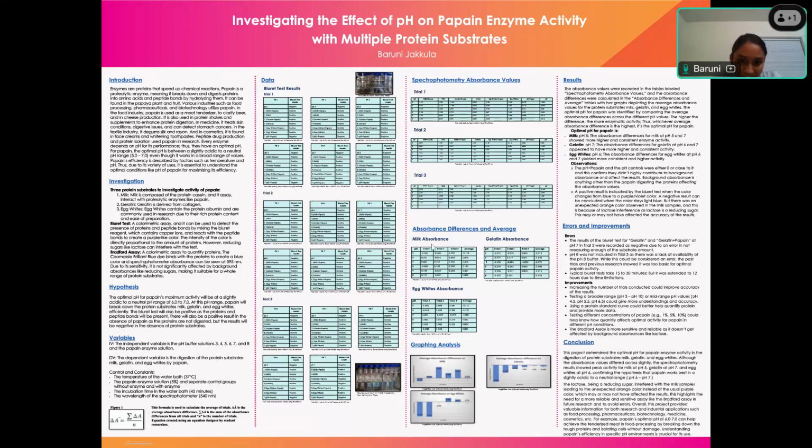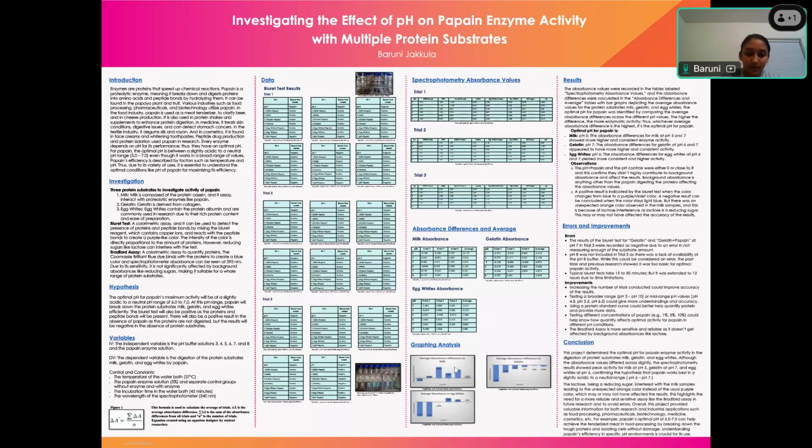I can't zoom in. Okay, it's here in this table under the absorbance differences and average under the milk absorbance. And you see that the average of trials 1, 2, and 3 is negative 0.118. And it is also in the graphing analysis.